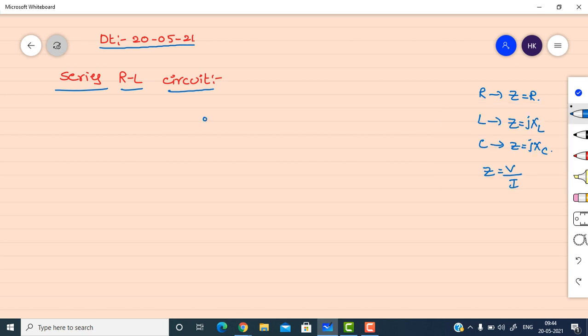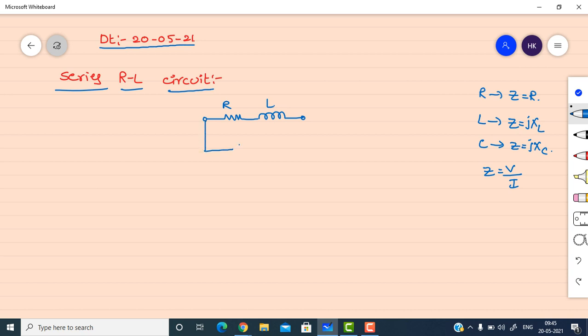First I will draw the circuit. Resistor and inductor, these two are connected in series, R, L. We are going to analyze the steady state analysis of this series RL circuit, and we are going to draw the phasor diagrams, voltage triangle and power triangle.